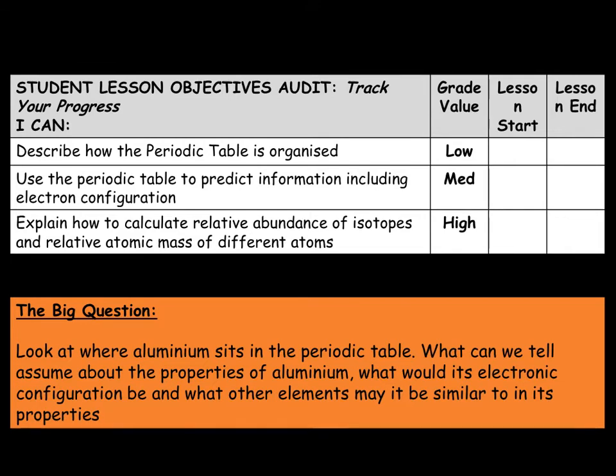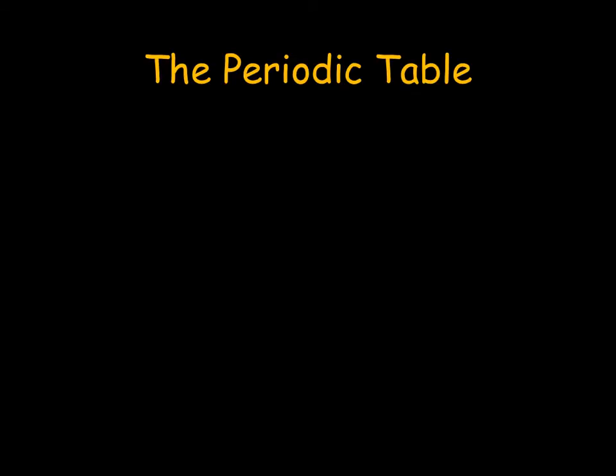The big question in this tutorial video is to look at aluminium, where it sits within the periodic table, as well as what we can assume about its properties, its electron configuration, and how it is similar to other elements.